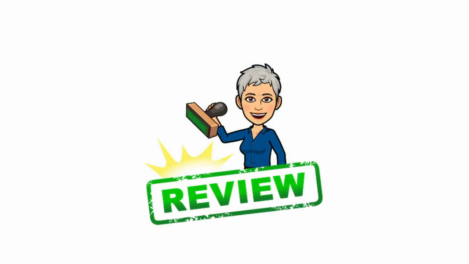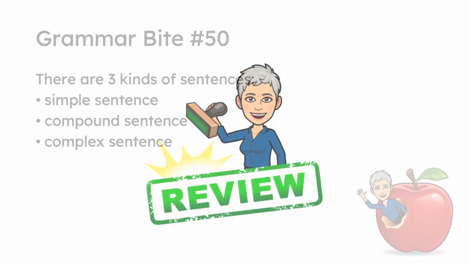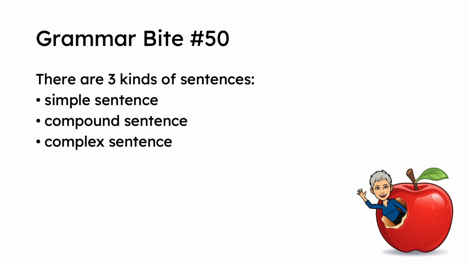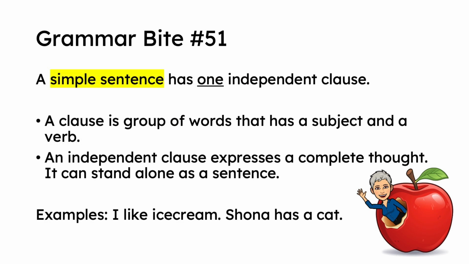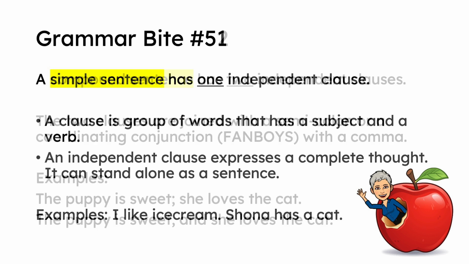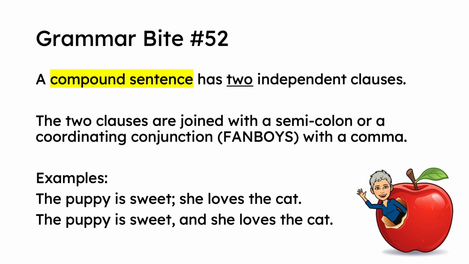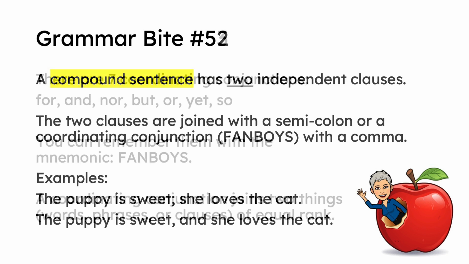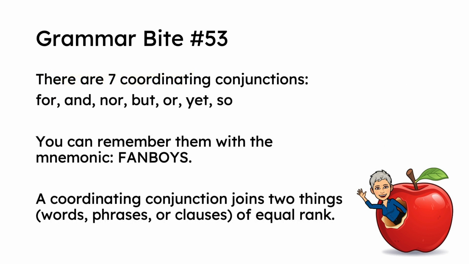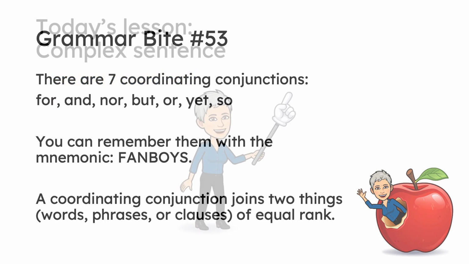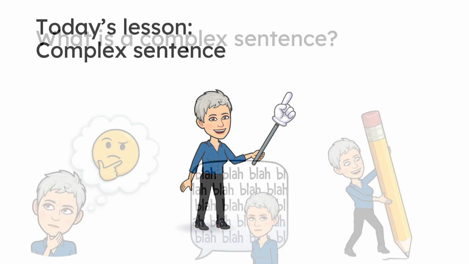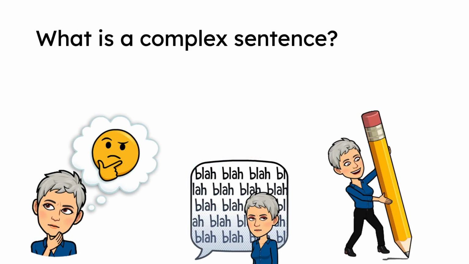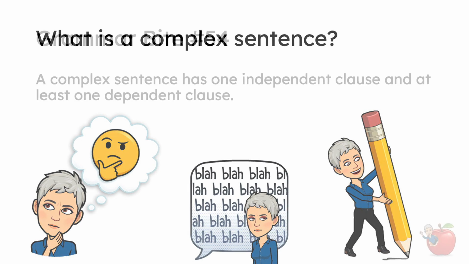Let's start with a quick review. I've been talking about the different kinds of sentences. Do you remember the names? First, I talked about the simple sentence. Then I talked about the compound sentence. And in the last video, I talked about the 7 coordinating conjunctions. Today, I'm talking about the complex sentence. What do you already know about this topic?